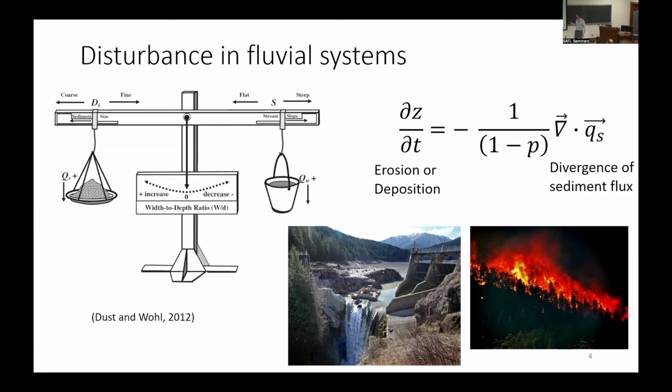If you like to think in terms of equations, which I oftentimes do, this is the only equation I have in my talk today, but it's an important one. It's the Exner equation, which describes how the change in elevation of the bed of a river, the elevation with respect to time, is going to respond to a divergence in sediment flux. So if we have more sediment coming into a place than is going out, it's going to aggrade. If there's more going out than coming in, it's going to erode.